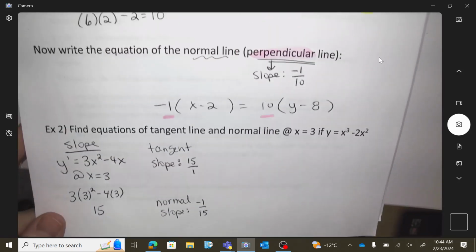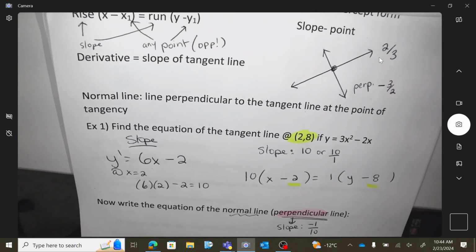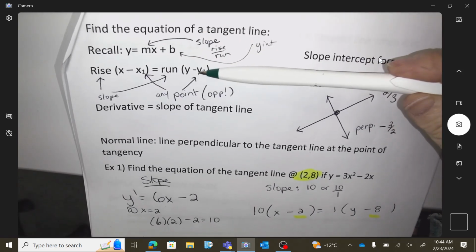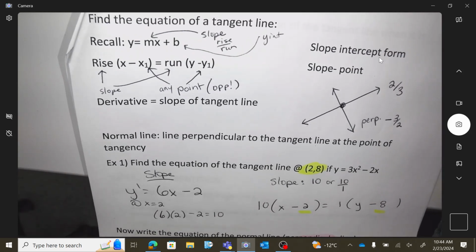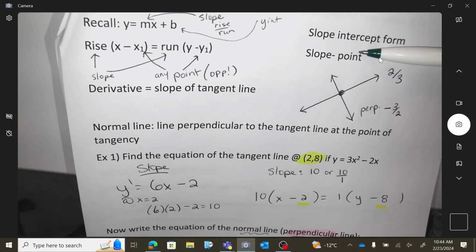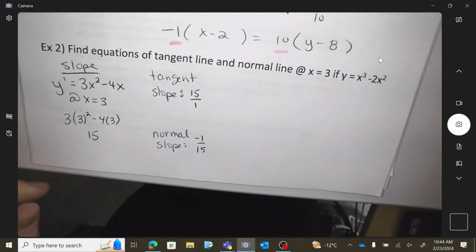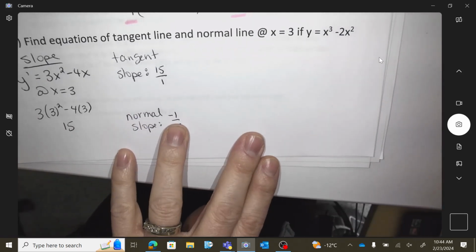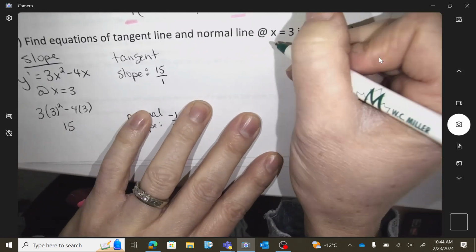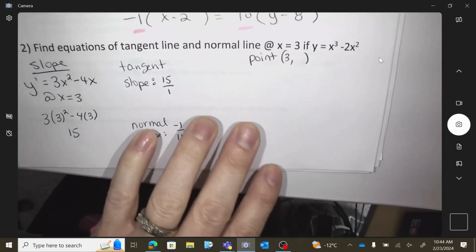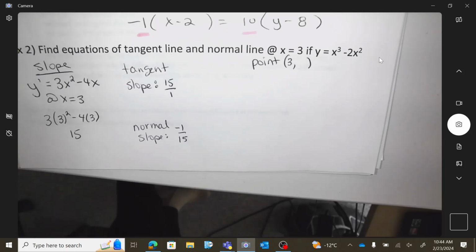So what should we do here? Should we use y-intercept, because we know that, or should we use the point one? Which one do you want to go with? Probably the point one again, except I don't really know the point. Could you figure out the point? 3 comma, can you figure out the point? Where are you plugging it into?